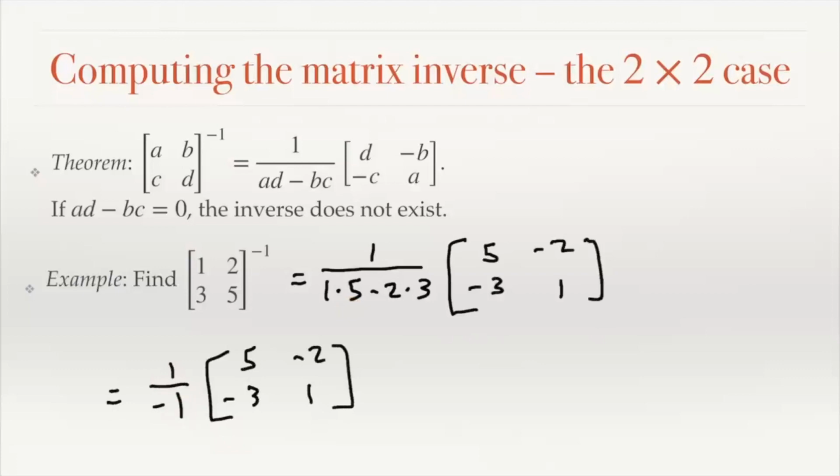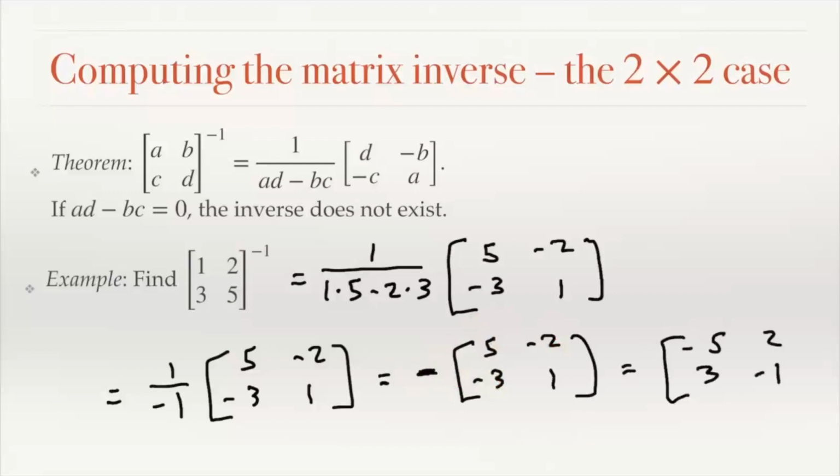5 minus 6 is minus 1. 1 over minus 1 is just minus 1. So we have negative 5 minus 2 minus 3, 1. And the minus sign, this is matrix scaling, it distributes to all components inside the matrix. So that is negative 5, 2, 3, negative 1.